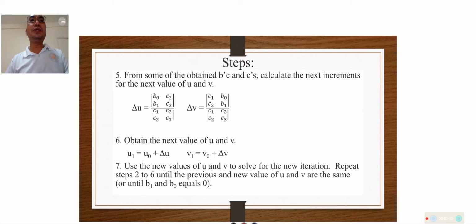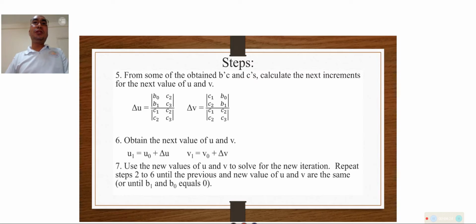So we are to compute for the values of delta u and delta v. Delta u is equal to the determinant of b0, b1, c2, c3 over the determinant of c1, c2, c2, c3. The same with delta v, that is c1, c2, b0, b1 divided by c1, c2, c2, c3. We obtain the next value of u, which is equal to u0 plus the change in u, or delta u, and the next value of v is equal to v0 plus delta v.